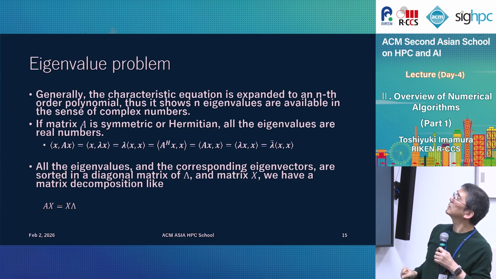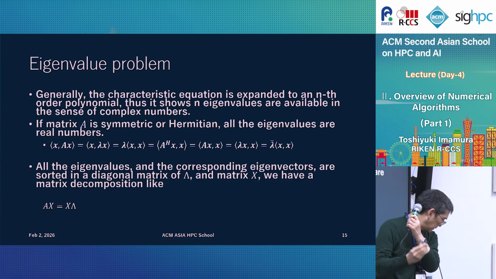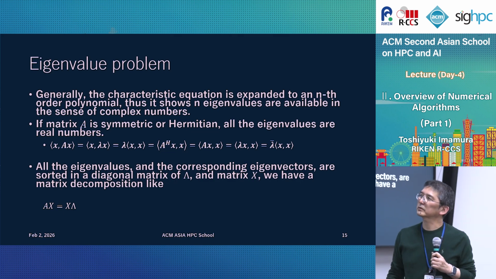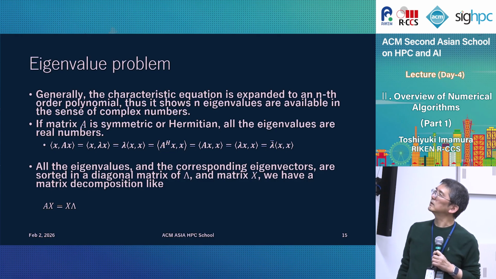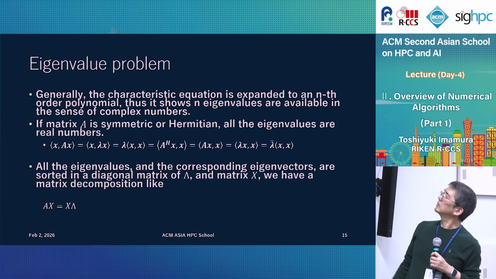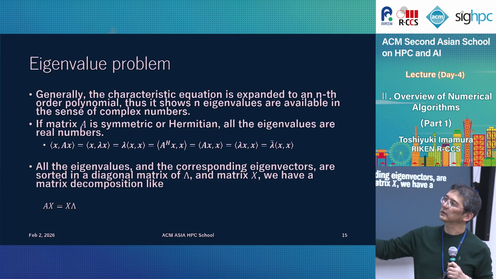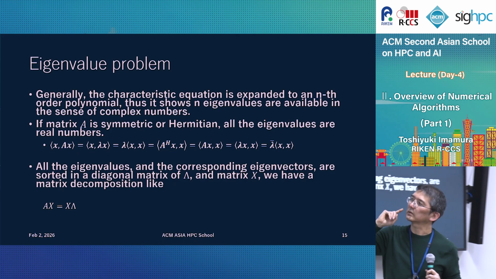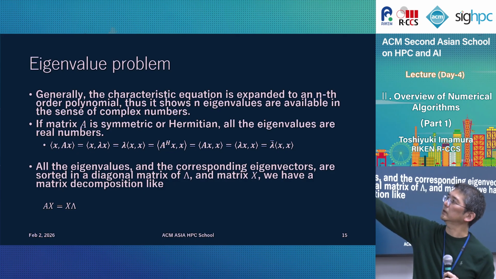So now, if we fix the matrix as a symmetric case, or Hermitian, the eigenvalues are real numbers. This is true because we can easily confirm it with these relations. We have an inner product of x and Ax.